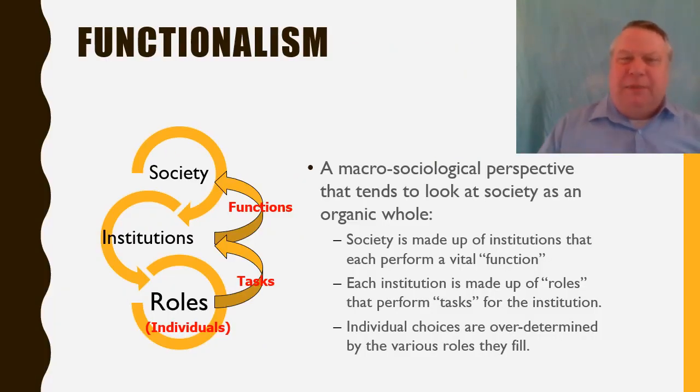So functionalism is, first of all, a macro-sociological perspective. It looks at society from the top down. So, for example, in this model, we see society at the top. Society is made up of a set of institutions. Each institution performs a different function for society. And then inside the institutions, there are specific roles or people doing things. Each role performs a specific task for the institution, which then performs a specific function for society.